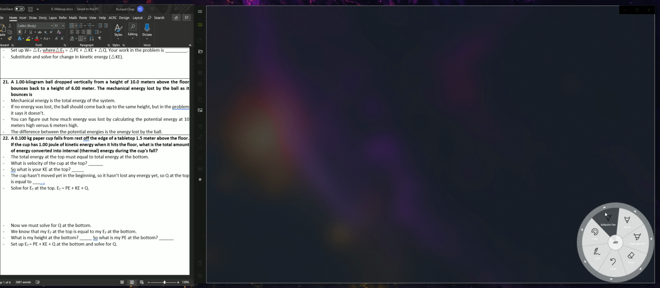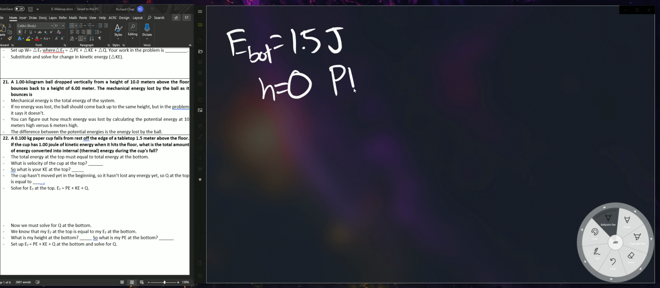So that's the only thing we need to transfer over. Energy at the bottom is 1.5 joules. So now what's my height at the bottom? My height at the bottom is 0. So my potential energy at the bottom, because this is its formula, is 0 as well.